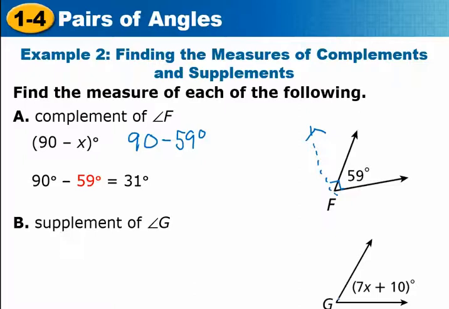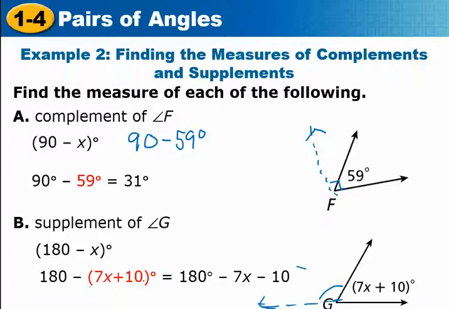For supplementary, we want to find the measure of the angle so that when we add these two angles together, we would get a straight line, or 180 degrees. So 180 minus 7x plus 10, and that's why we did that warm-up problem. We would have to take minus 7x and then minus 10. So 180 minus 7x minus 10, and then we combine our like terms and get 170 minus 7x degrees. And we would just leave it like that. We can't find an actual number because we have an x in the problem.